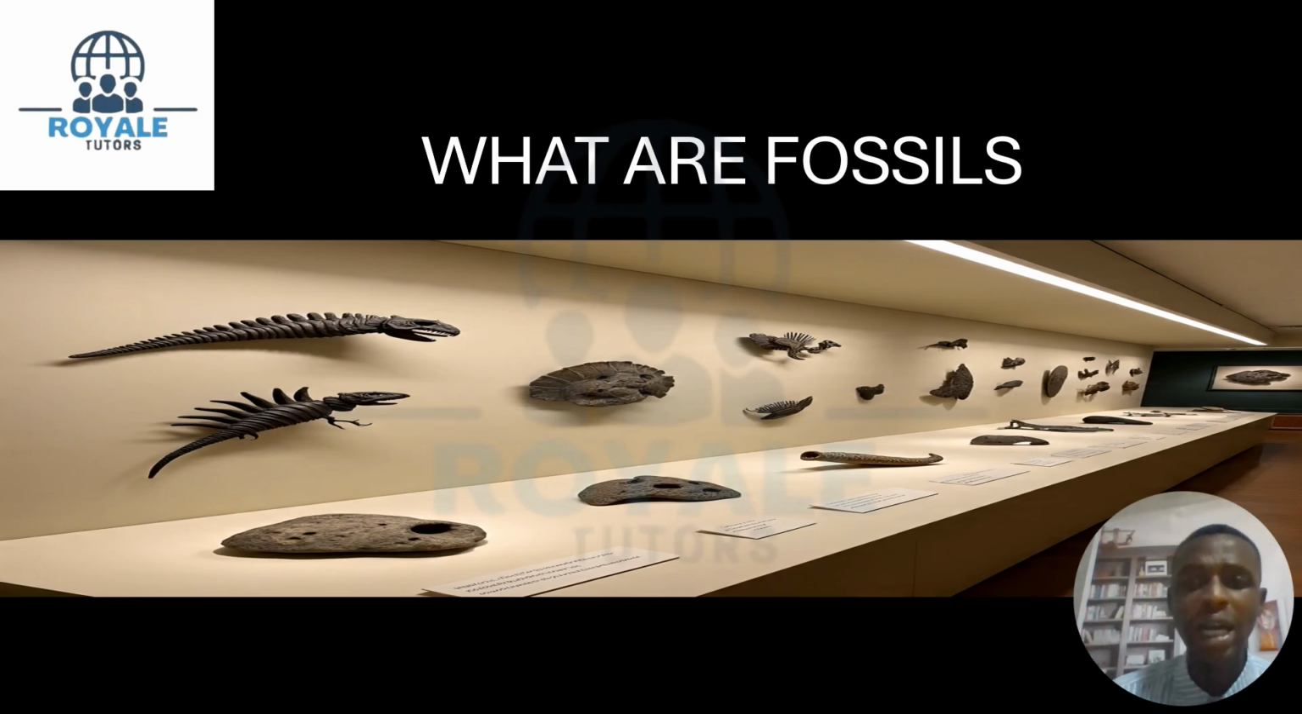We started a series on rocks, and I'm sure you can remember we started talking about rocks. What are rocks? We said that rocks are the hardest substance on the surface of the soil. Then we made mention of three types of rock: the igneous rock, the sedimentary rock, and the metamorphic rock.